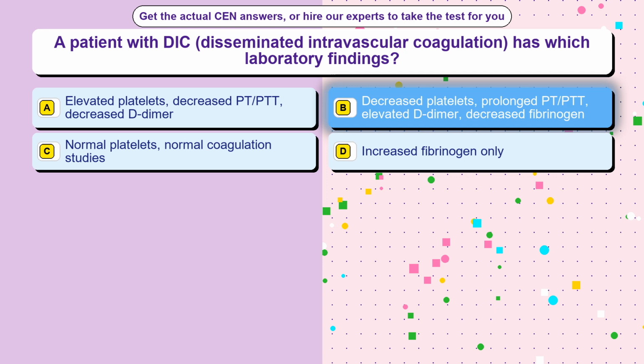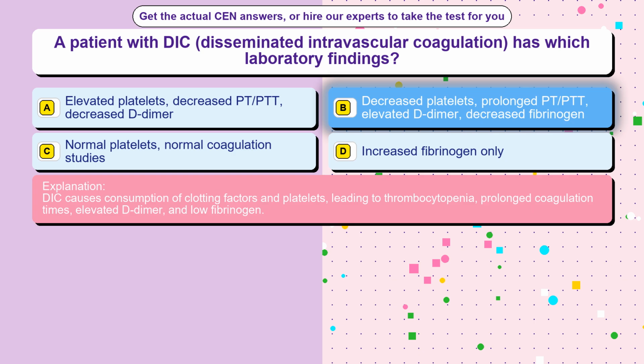The correct answer is option B, decreased platelets, prolonged PT/PTT, elevated D-dimer, decreased fibrinogen. DIC causes consumption of clotting factors and platelets, leading to thrombocytopenia, prolonged coagulation times, elevated D-dimer, and low fibrinogen.